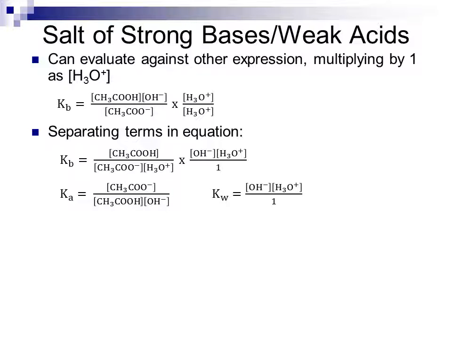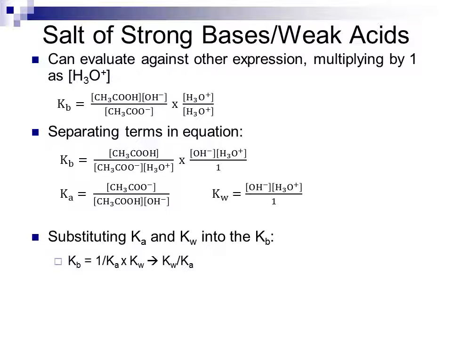Now remember that Ka is acetate times hydronium on top, with acetic acid on bottom. Kw will be hydroxide times hydronium. If I substitute Ka and Kw into the Kb expression, we find that the first half is the reciprocal of Ka, 1 over Ka. The second half is Kw. So overall, this process is Kw divided by Ka.